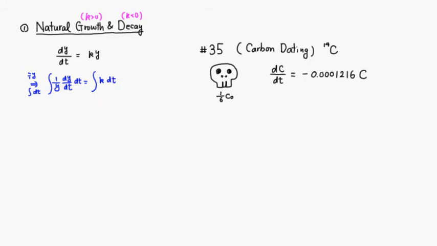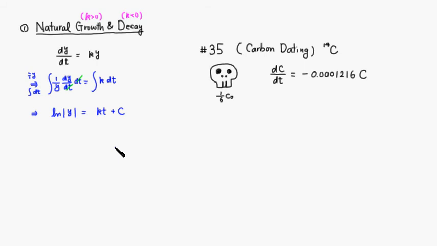Then we can cancel dt and dt here. Then the antiderivative of 1/y with respect to y, luckily, we know this one: natural log of the absolute value of y. This is equal to the antiderivative of the constant k, which is kt, plus some constant, say c.